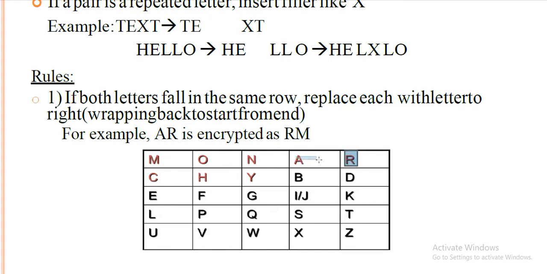Clear? So A and R over here. So just go for this condition. If both letters fall in the same row, right? A and R, both letters are in the same row. Clear? Then what do we need to do? We replace each and every letter by the next one.